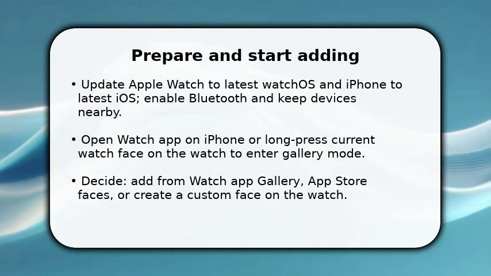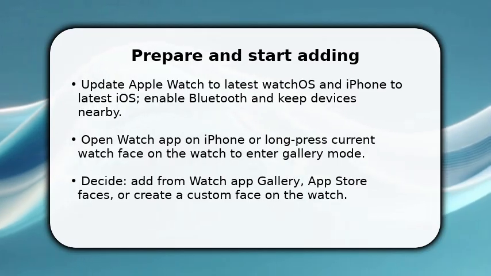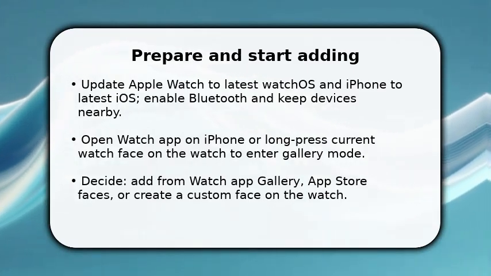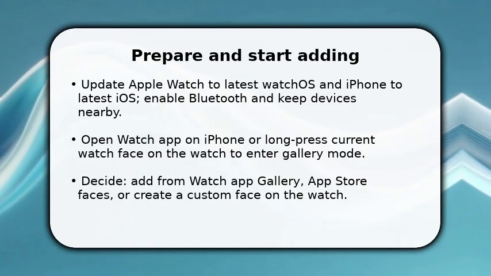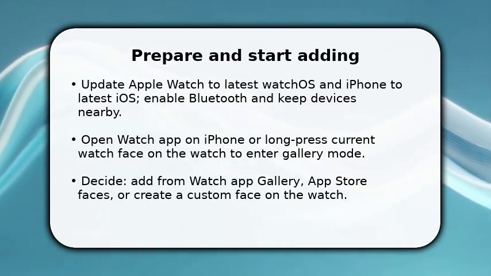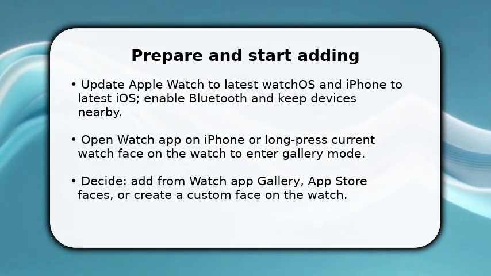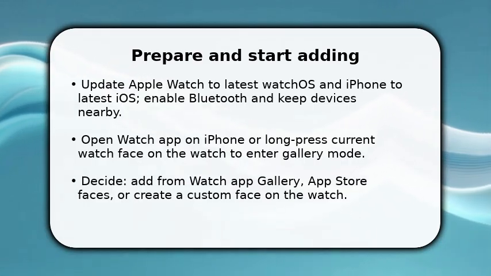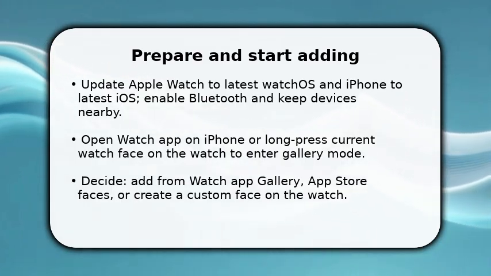You need your iPhone unlocked and your Apple Watch on your wrist. Once done, open the Watch app on iPhone or long press the current face on the watch to enter face selection. Make sure Bluetooth is active so changes sync immediately. I'll show both paths, the Watch app gallery and the on-watch creator.